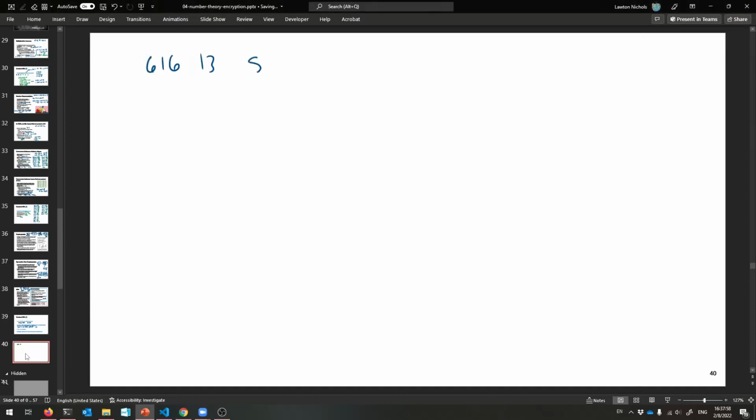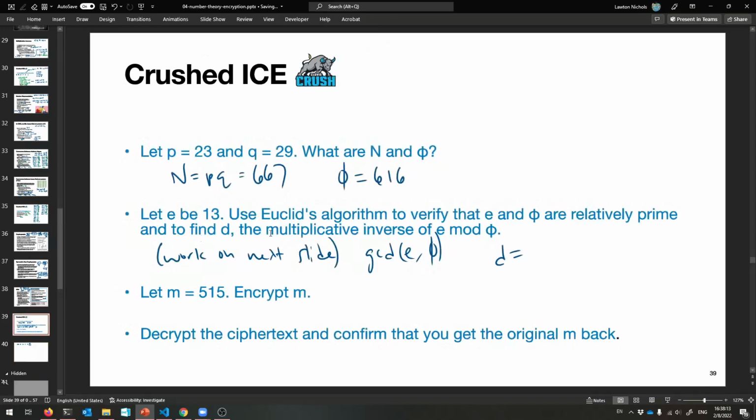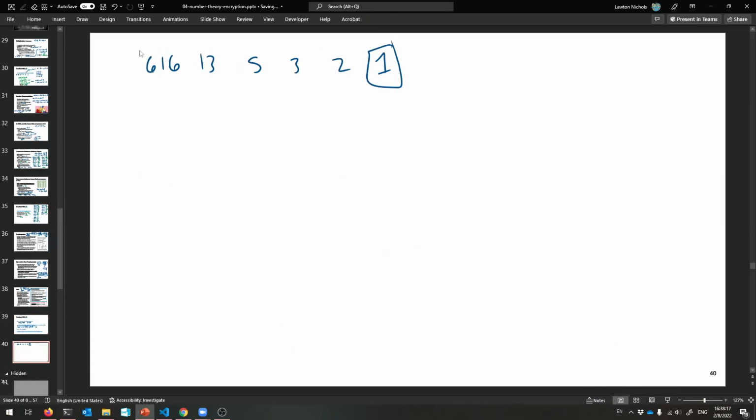5, apparently. Okay, cool. 13 mod 5, that is 3, right? 5 mod 3, that's 2. 3 mod 2, hey, that's 1, cool. Check. That is capable of being a multiplicative inverse now. We can find one for 616 and 13, because we got 1 out of the deal.